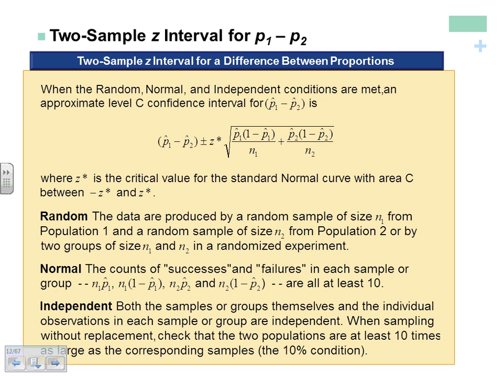Okay, so here it is summarized, and in order to use this, you'd have to check your conditions: random, normal, and independent. And since you have 2 things going on, you're going to have to check 4 different calculations for normal. And if you're sampling without replacement, then you're going to definitely have to do the 10% condition for independent.